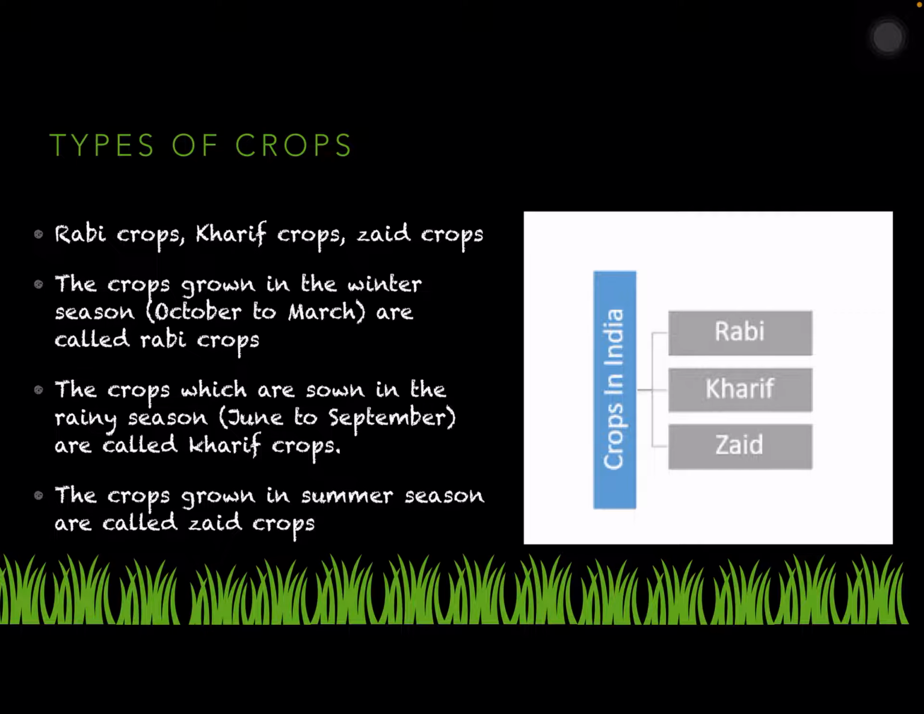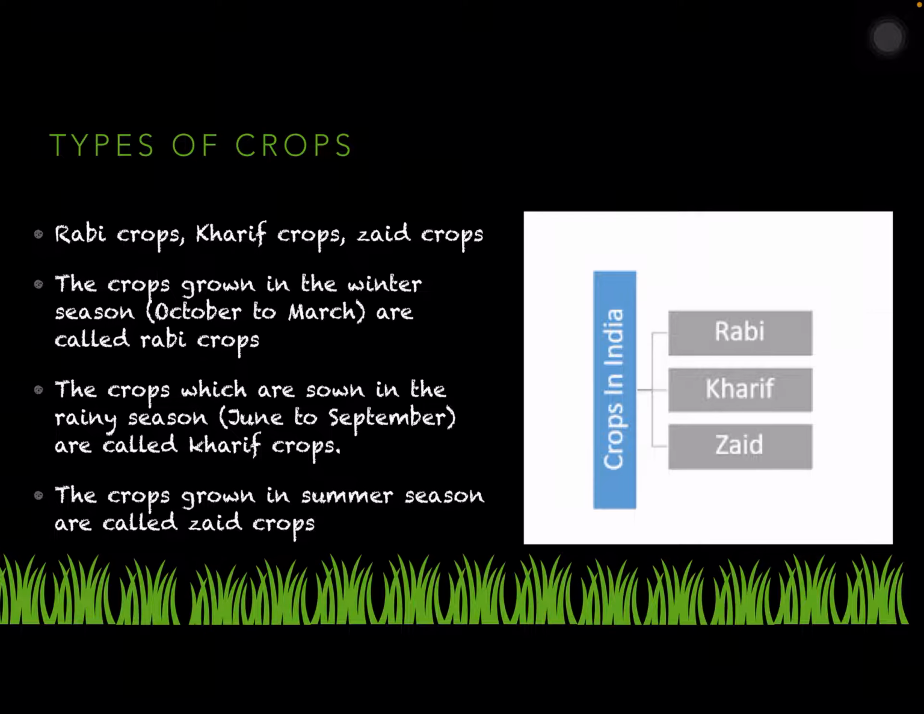Types of crops. So now having discovered what crops are, let's discover the types of crops. Actually in the reader they have given only two types of crops, that is Rabi crops and Kharif crops. But we will be exploring one different new thing called Zaid crops also. The crops grown in the winter season, that's October to March, October is when the seeds are sown and March is when the crop is harvested, are called Rabi crops.